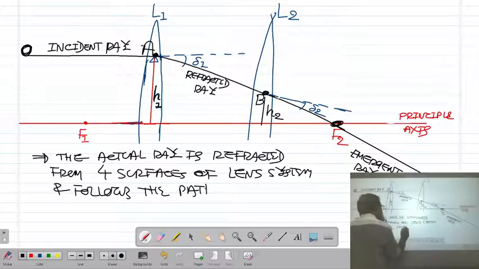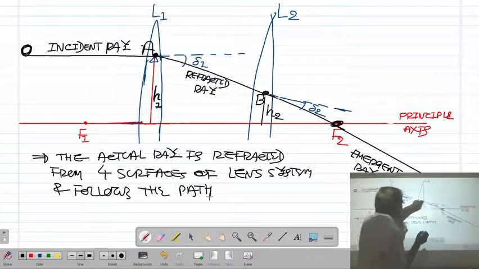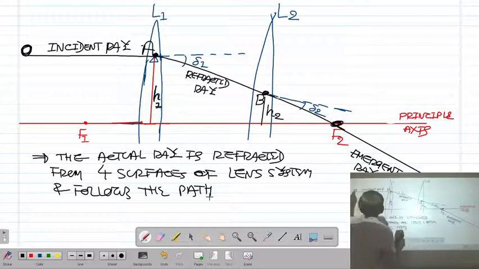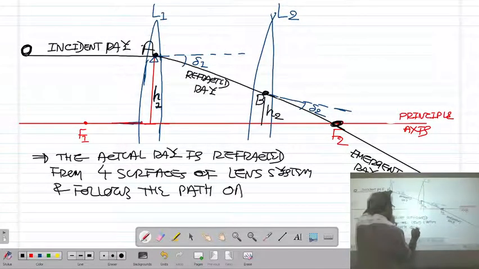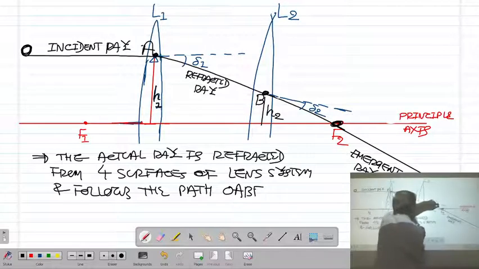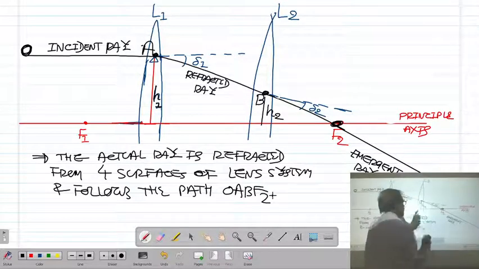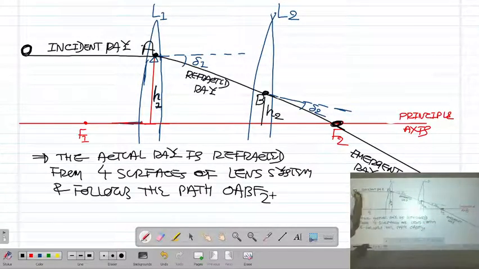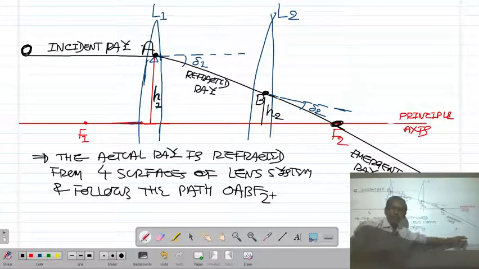What is the actual path of the light ray? It starts from O, comes at A, then it comes at B, and then passes to F2. So O, A, B, F2 is the actual path of the light ray.